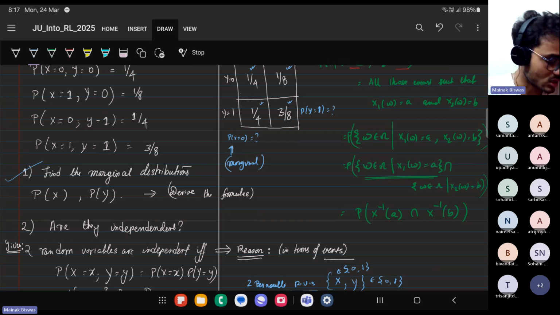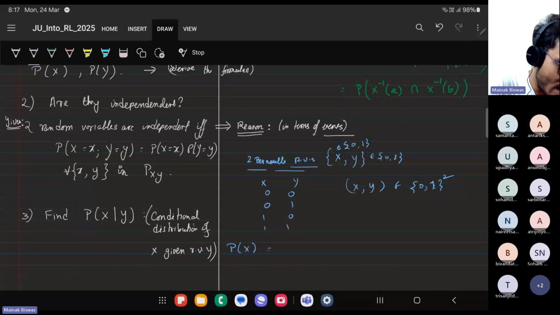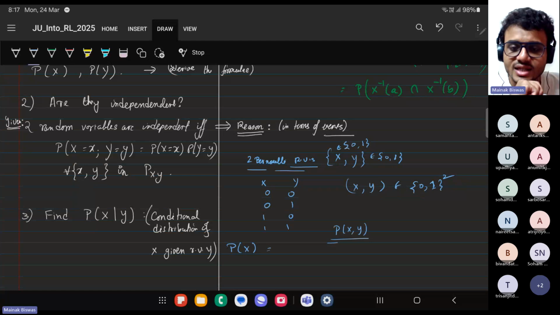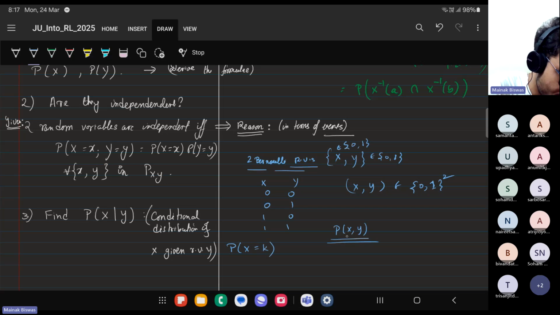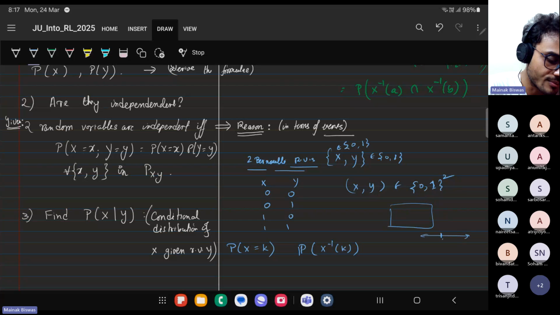But fine. So let us try to find out, how do you find out P of x? I have been given P of x comma y. So if I just have to find P of x, what do I do? So let us take P of x is equal to some k. What does it mean? It means that x inverse k. Yes or no? This is fine. We have derived it 10 times now. This is the event such that the pre-image of the k is some element omega or E belongs to the event space.